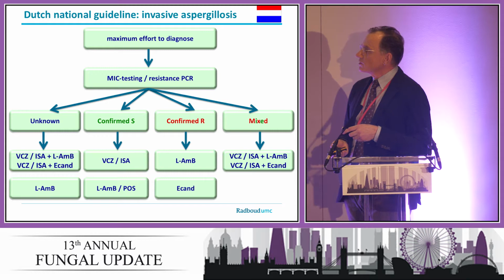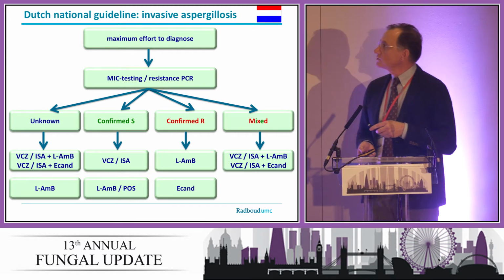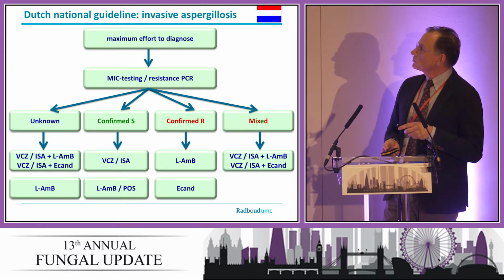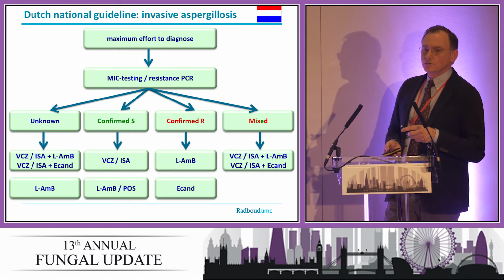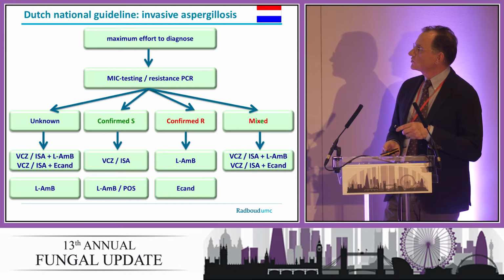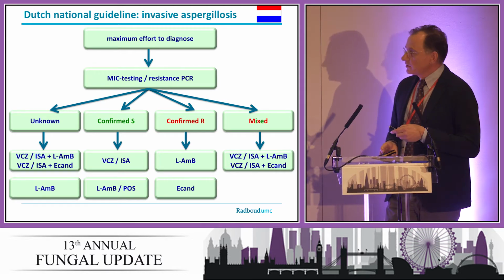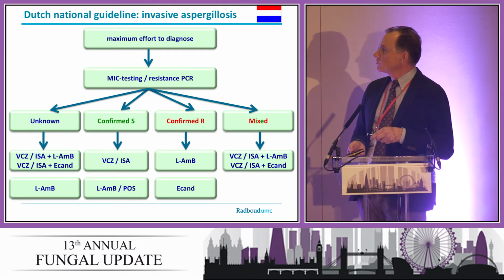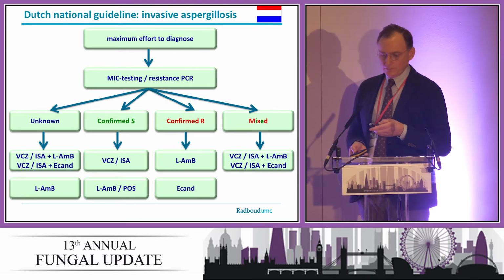So in the Netherlands, in December last year, the guideline was changed. We recommend to do a maximum effort to diagnose the infection, really to try to get the fungus, to do an MIC test, or do a resistant PCR. Then you have 4 possibilities. So you have confirmed susceptible, confirmed resistant, unknown, or mixed.